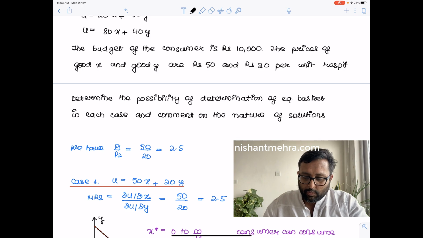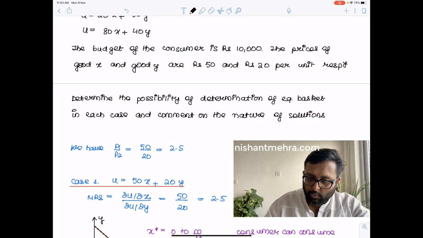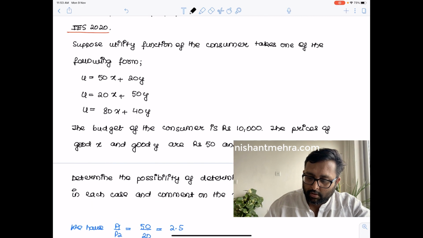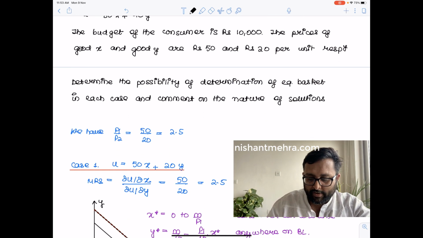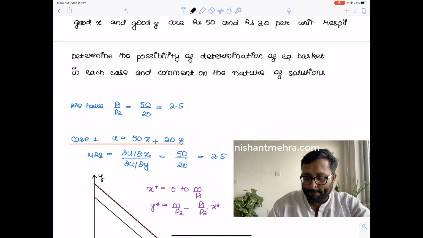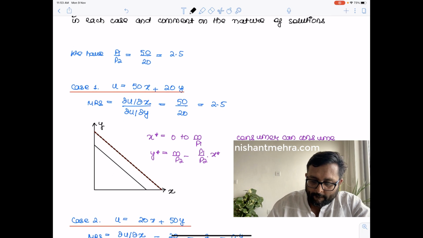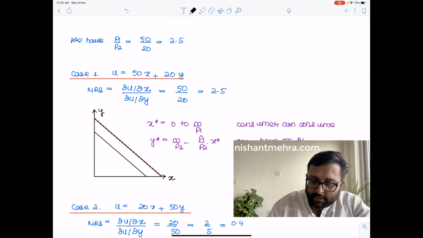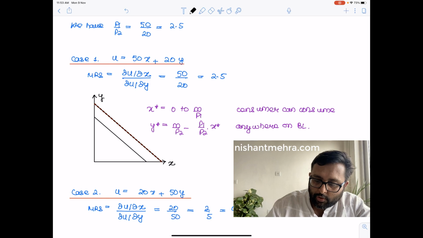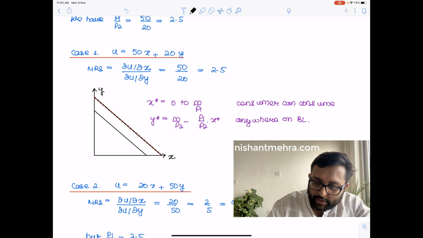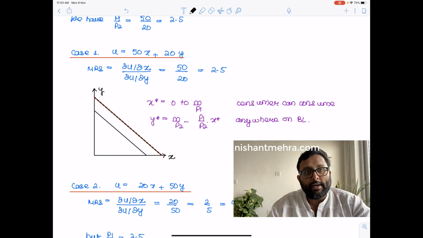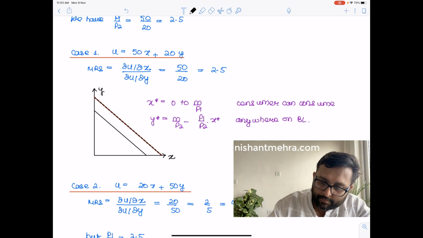So P1 by P2 is what? What is P1 by P2? 50 upon 20, which is 2.5. You've just done that. First case, beta. U equals to 50x plus 20y. What is MRS? del u by del x upon del u by del y, which is 50 upon 20, which is going to be 2.5. Right?